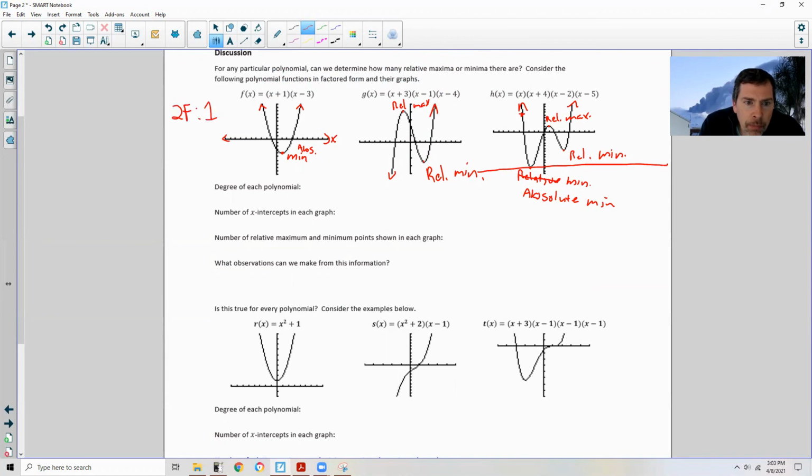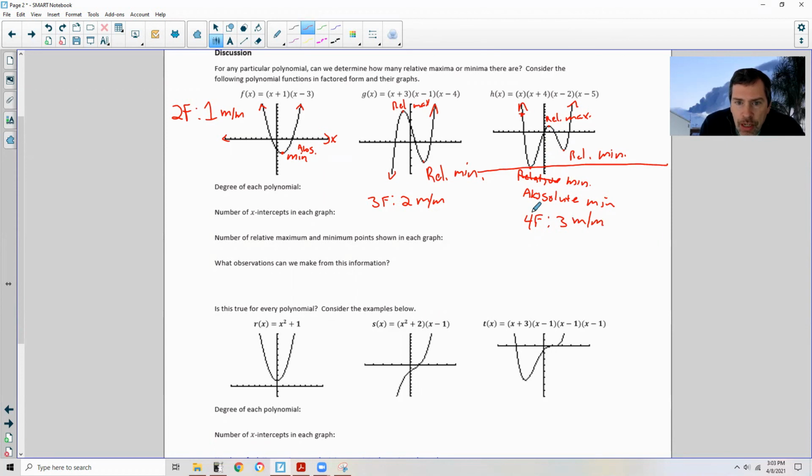One, min or max, okay? This has one, two, three factors, and it has a relative max and a relative min. So that is two maxes or mins. This is a degree 1, 2, 3, 4. This has four factors and it has 1, 2, 3 mins and maxes. So it's got two minimums and one maximum. So three mins and maxes.